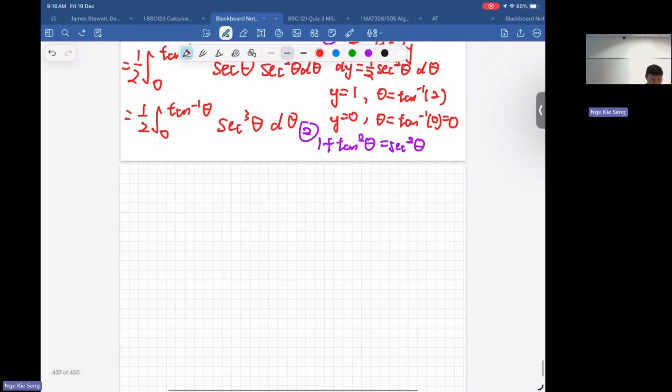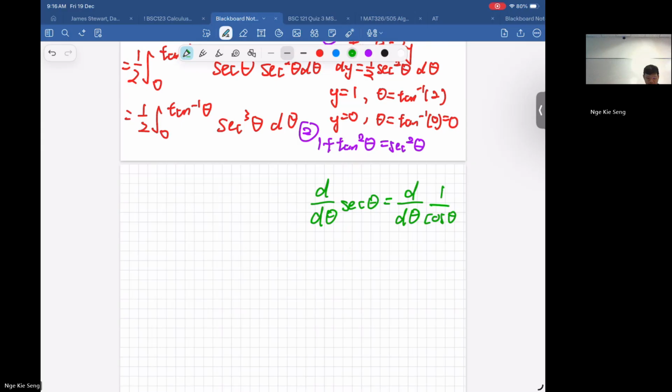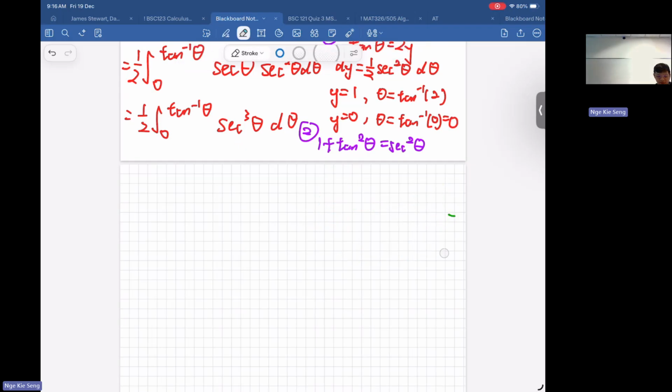Okay, I think we have time. Maybe we just do it. So what's the derivative of secant theta? Maybe we can try and compute. Secant theta, tangent theta. Okay, so you can see that there's no tangent theta appearing here. So substitution might not work yet.